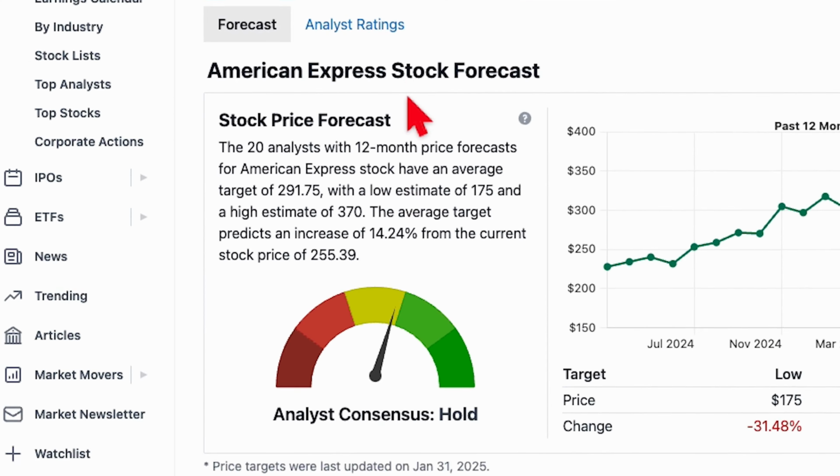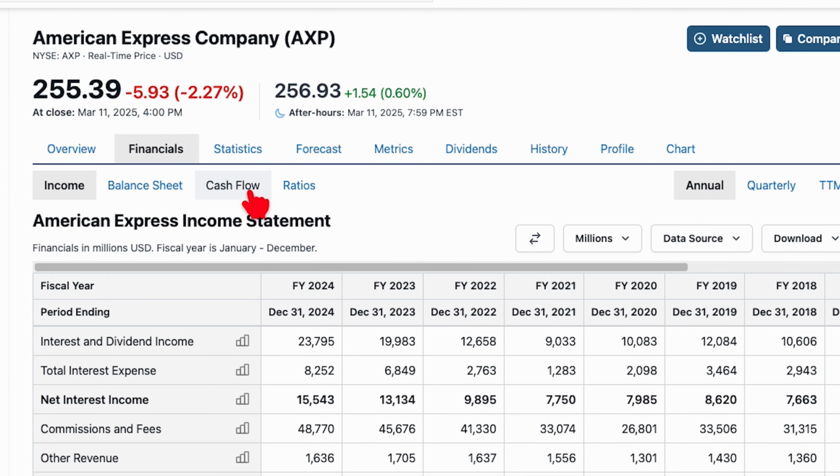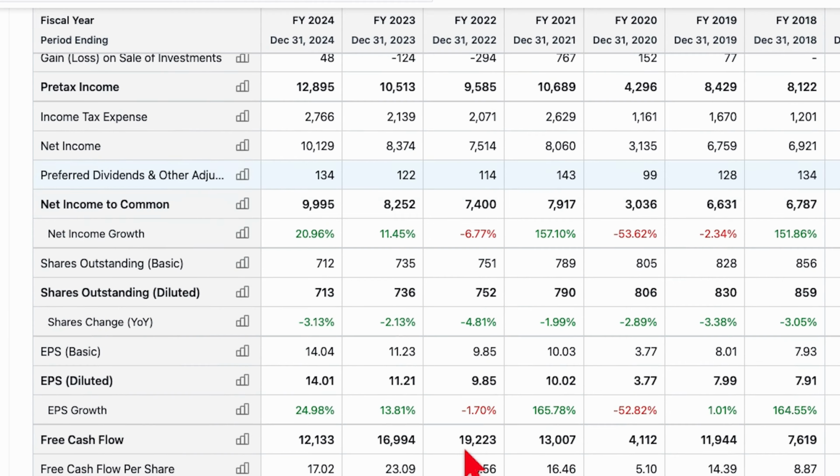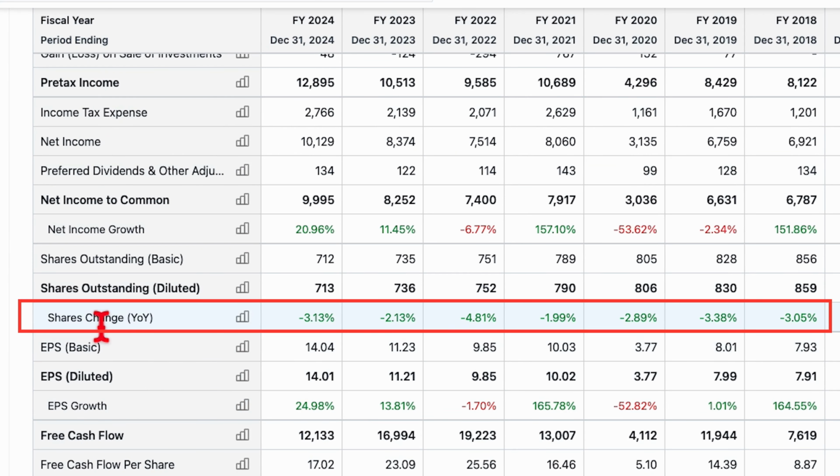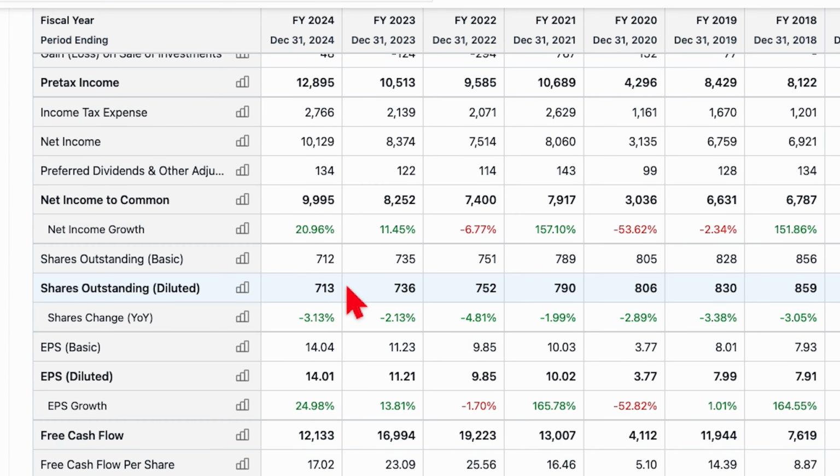because with a company like American Express, one thing they do that I really like is they buy back shares. So if I go to their financials and their income statement, I can go down here to see shares outstanding diluted. So we can see that their share count is reducing every single year by 3%, 3%, 2.89, 2%, 4.8. So as they are reducing their shares, that is increasing my pie in the company. So I really like to see that.